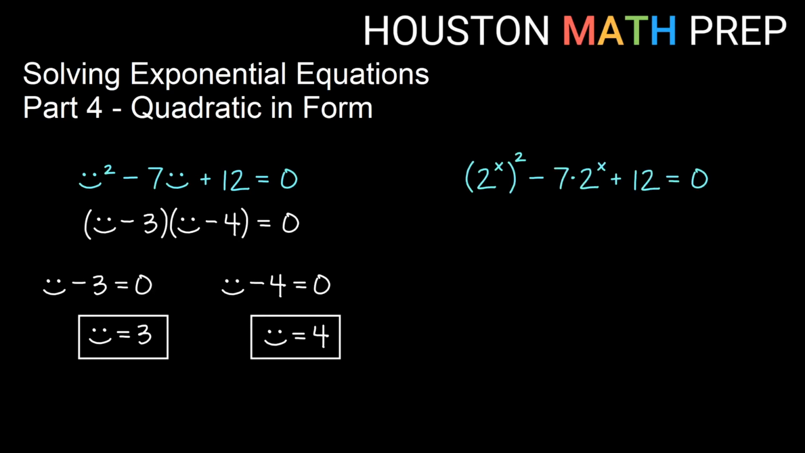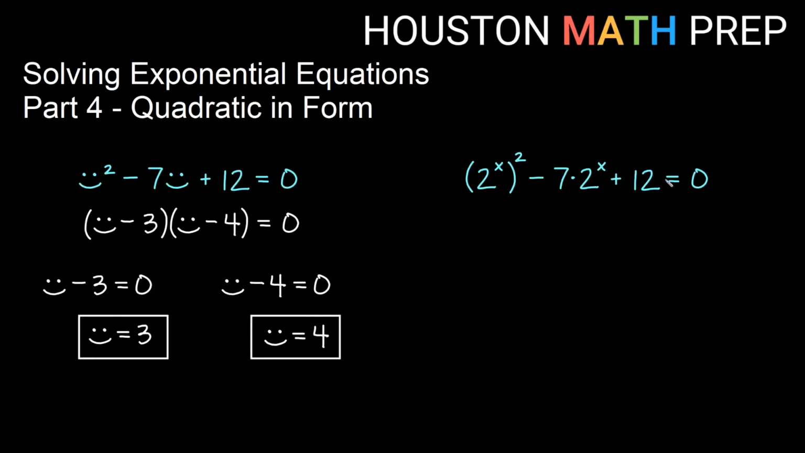Let's look at a similar equation now where we have exponentials in place of x or a or smiley face. Here I have 2 to the x squared minus 7 times 2 to the x plus 12 equals 0. What we want to see is that these 2 to the x expressions are simply in place of our smiley face. I have something squared minus 7 times that something plus 12 equals 0.